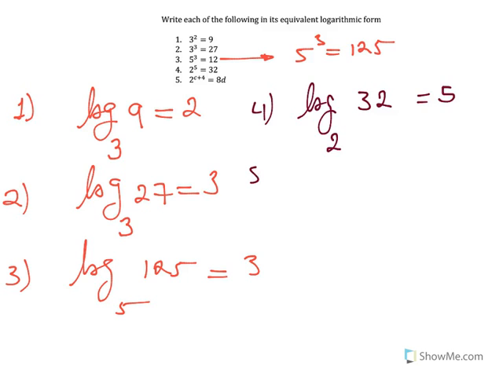Question 5, I have 2 to the power c plus 4 equal to 8d. So the way you look at this is log, and you want to raise this to the power c plus 4, so that's your answer. And you're raising 2 to the power c plus 4 to get 8d. So it can be read log base 2 of 8d equal to c plus 4. And that's how you change any exponential function into a logarithmic function.